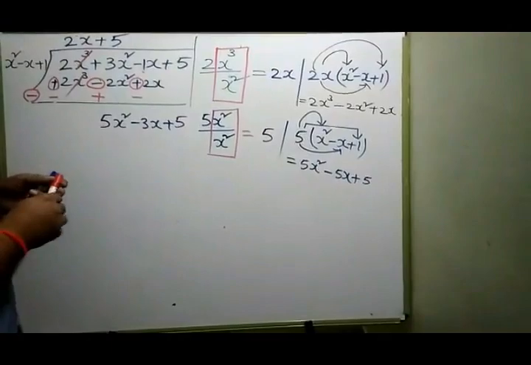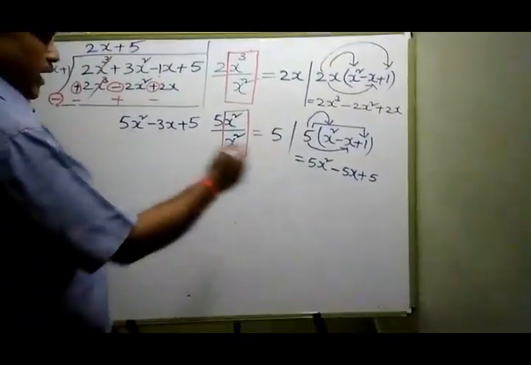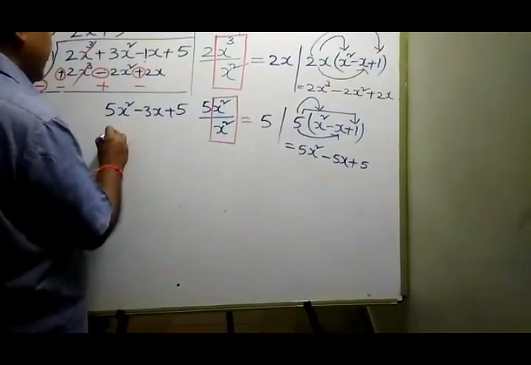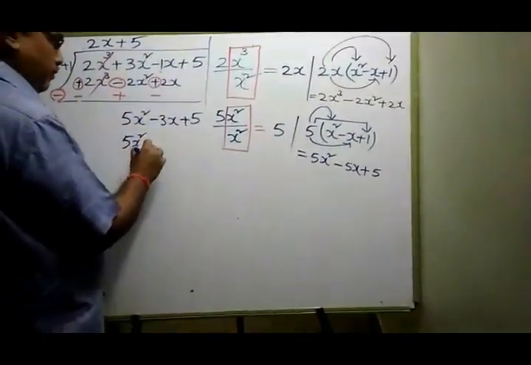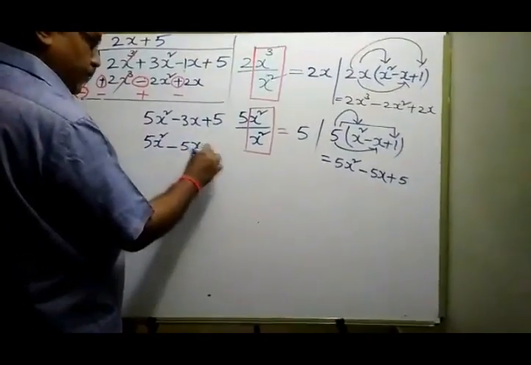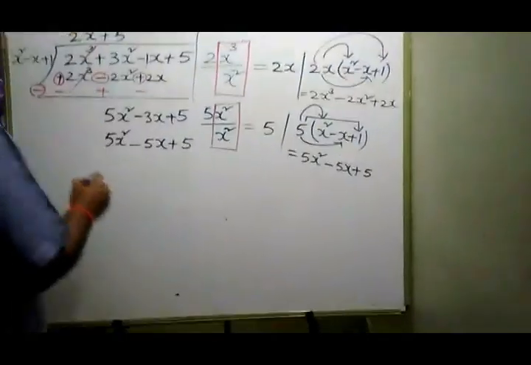Now put this result below the new dividend. What is the new dividend? 5x square minus 3x plus 5. Now below the new dividend, write 5x square minus 5x plus 5.